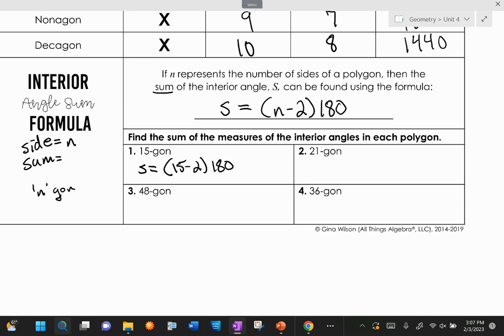Expensive. Okay, so do 2, 3, and 4 right here. You're just plugging in the formula. What did we get for number 1? 2,340.